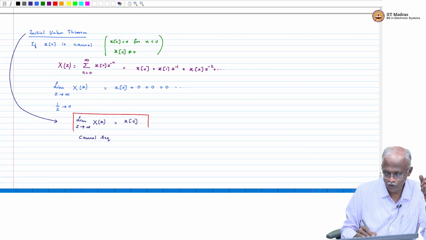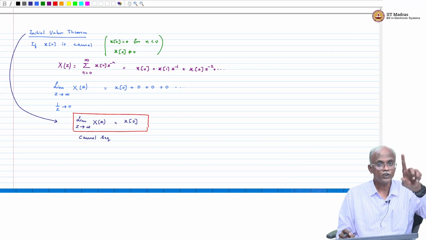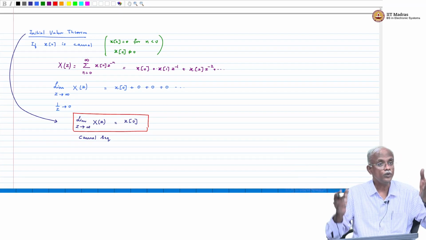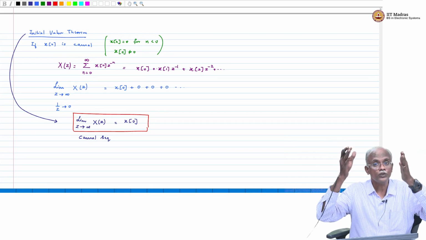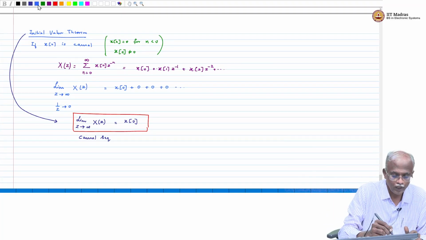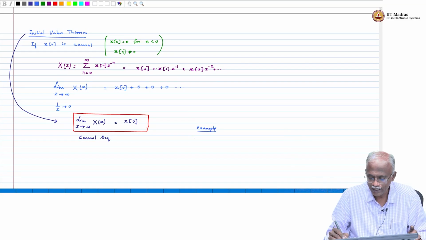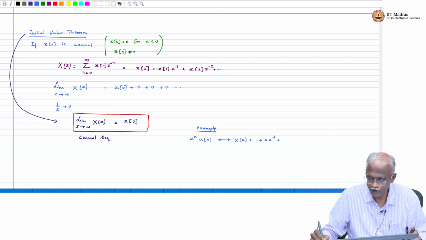Very useful property because sometimes we may not be interested in computing the entire sequence. We just want to know what x of 0 is. So, you take the expression for x of z and then substitute this limit. So, for example, this is a case where we know the answer, but just to apply it, a power n u of n. So, this will give us a z transform x of z which is equal to 1 plus a z inverse plus a squared z to the minus 2 and so on. This will be 1 over 1 minus a z inverse.